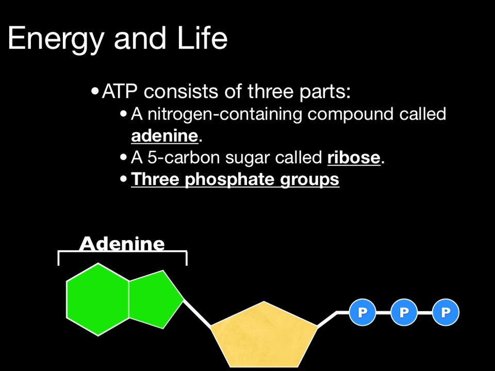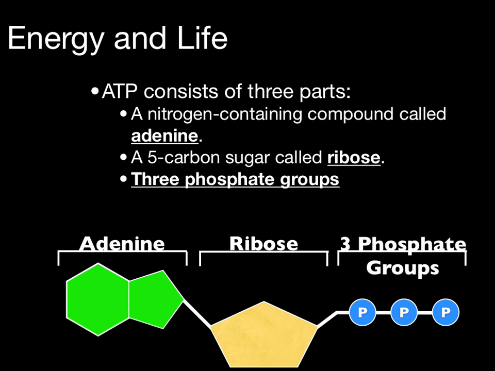Once again, ATP is made up of 3 main parts: adenine, which is a nitrogen-containing compound, ribose, which is a 5-carbon sugar, and 3 phosphate groups.